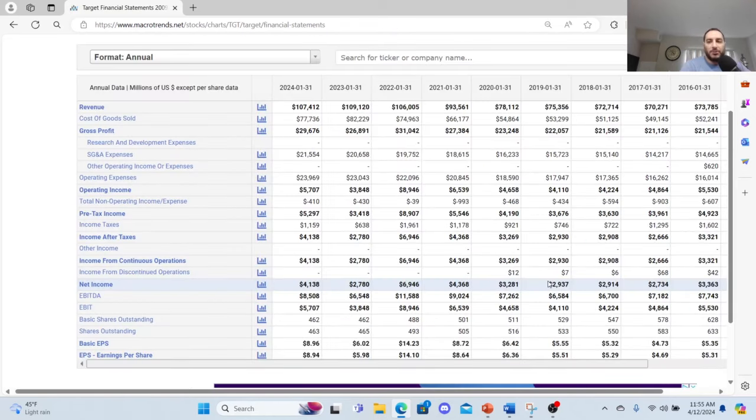I'm going to start annually in millions US dollars: 2016, 73,000; 2017, 70,000; 2018, 72,000; 2019, 75,000; 2020, 78,000; 2021, 93,000; 2022, 106,000; 2023, 109,000; 2024, 107,000.